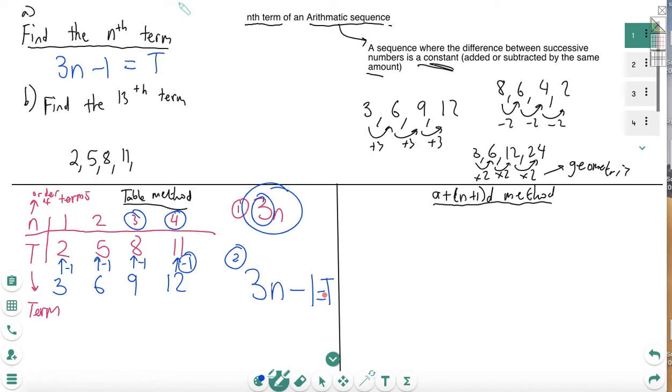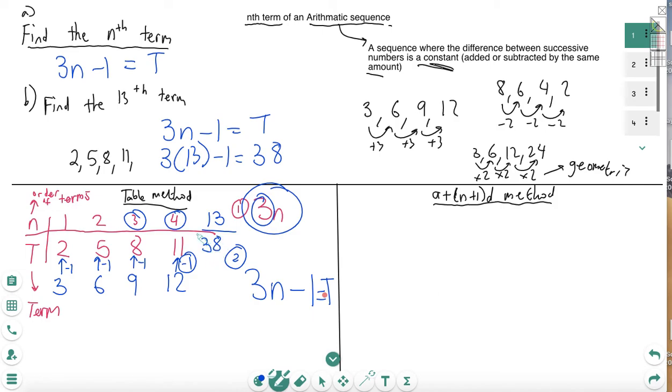Now, someone's like, okay, dude, what's the 13th term in the sequence? All we're going to do here is replace n with 13 because I'm trying to find the 13th number in the sequence. So it's going to be 3 times 13 minus 1. And that's going to be 39 minus 1, which is 38. The 13th term in the sequence will be 38.